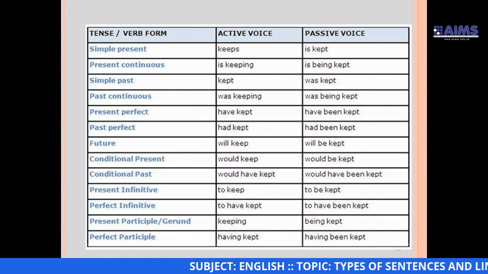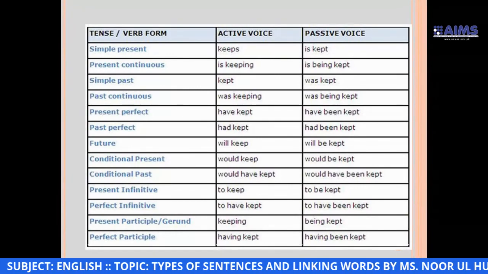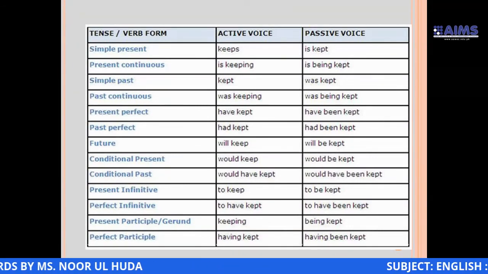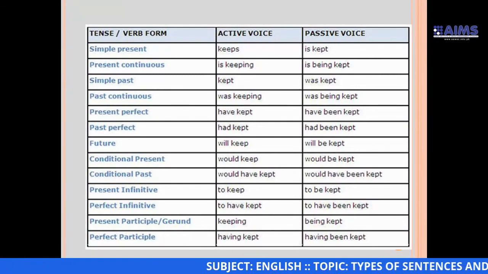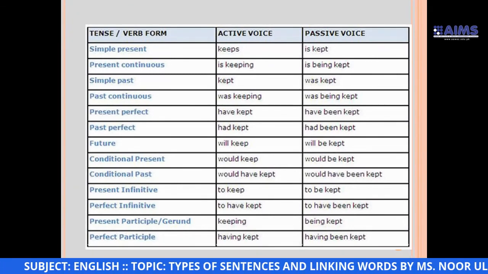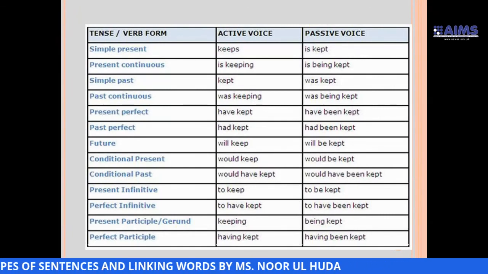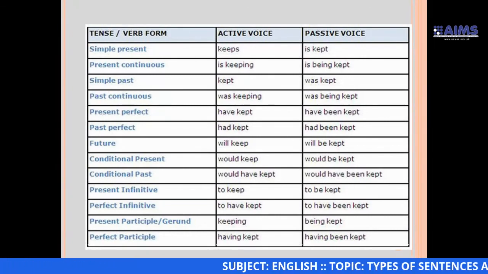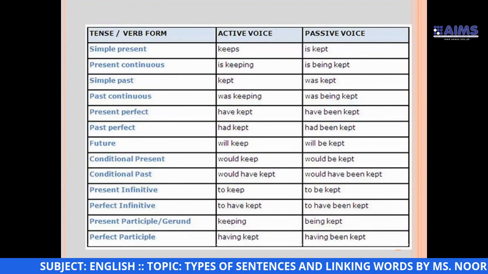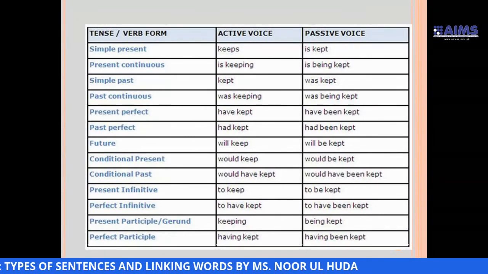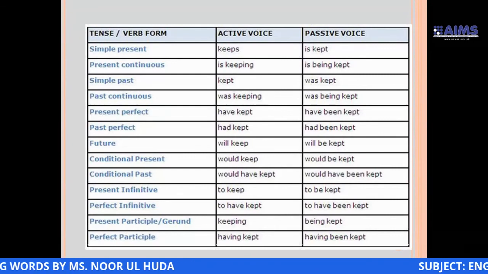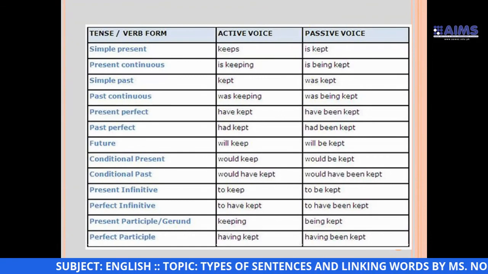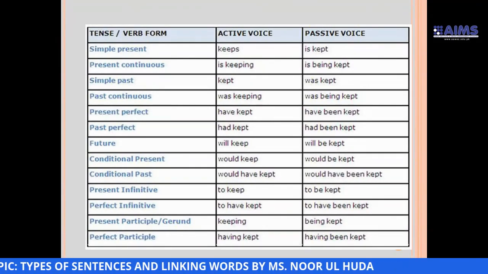Conditional present. Let's suppose we have the sentence "she would keep," so would be kept. And the conditional of the past: would have kept. Would have means perfect, so we always use been in the passive structure of perfect sentences. So would have been kept. Present infinitive: "she asked to keep," so to be kept. And perfect infinitive: to have kept. Whenever have is there, we always use been: to have been kept.